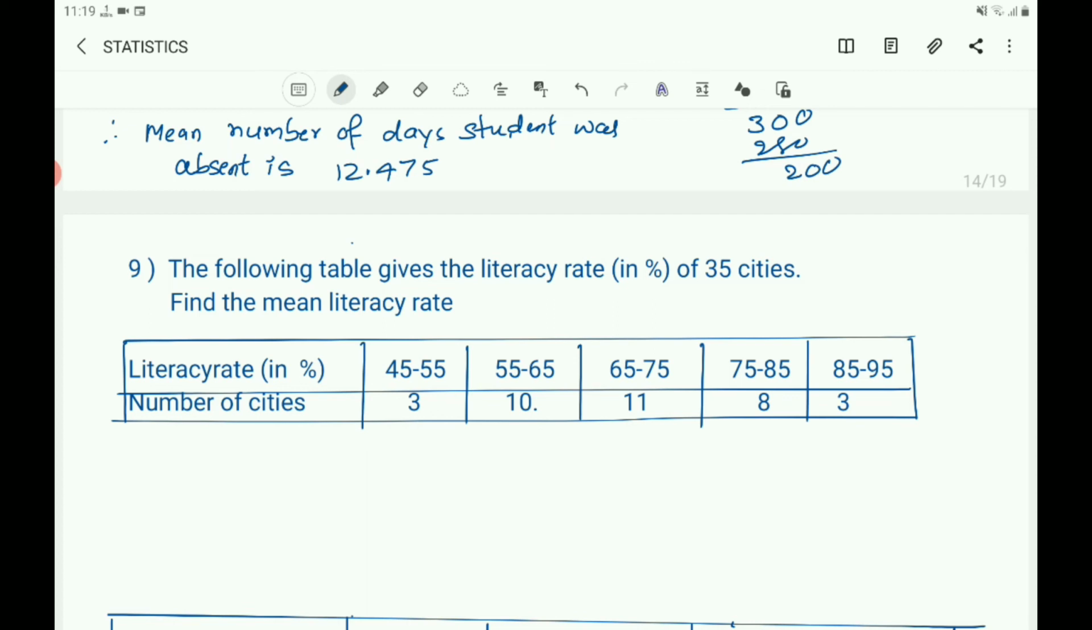Here 45 to 55 percentage of literacy is in 3 cities, and 55 to 65 percentage of literacy is in 10 cities, and 65 to 75 percentage of literacy in 11 cities, and 75 to 85 percentage of literacy in 8 cities, and 85 to 95 percentage of literacy in 3 cities.